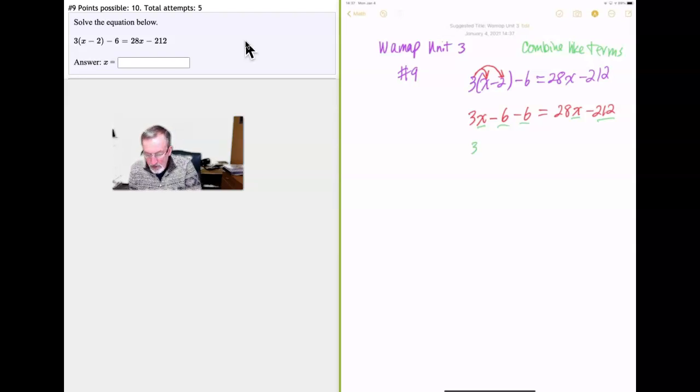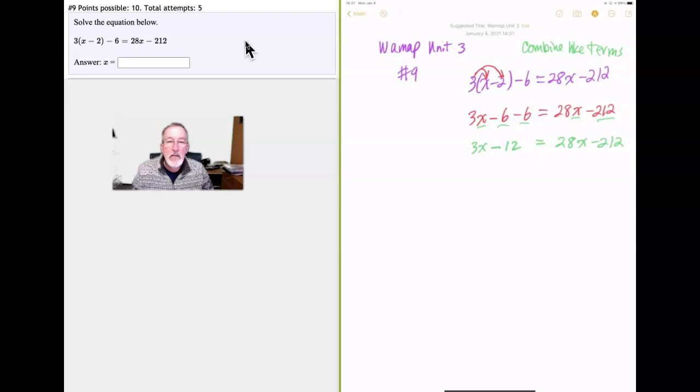We have 3x, and then we got two negative 6's. So when the signs of two numbers are the same and you add or subtract them, you combine the two numbers, basically add the numbers together, and keep the sign of the bigger number. All right. So we got 6 and 6 is 12, and they're both the same number, but it's negative. So we got negative 12, and that's equal to 28x minus 212.